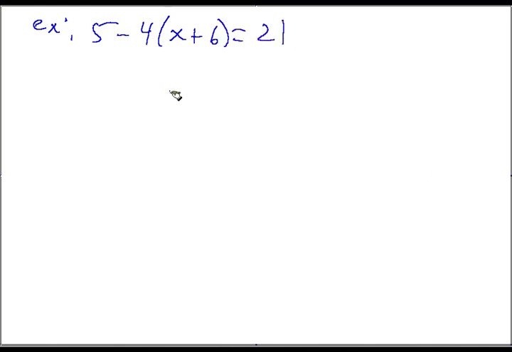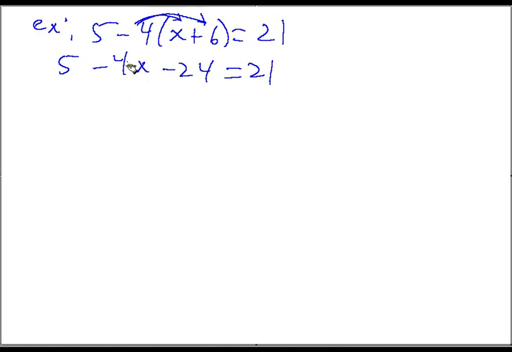Okay, so this one's a little more work for us now. In this problem, before I begin solving the equation, I need to simplify the left-hand side. And we've done that in chapter 2. So let's go and do that here. That means distribute the negative 4 in this case. So let me bring down the 5. Let me distribute the negative 4. Negative 4 times x, negative 4x, and negative 4 times 6, negative 24 equal to 21. So right side stays the same.